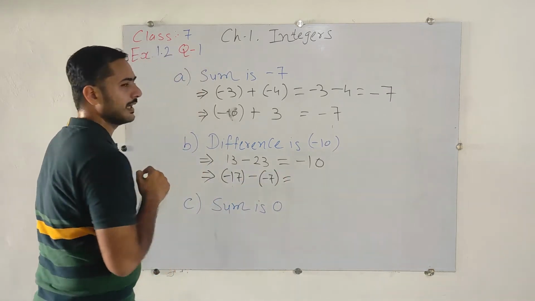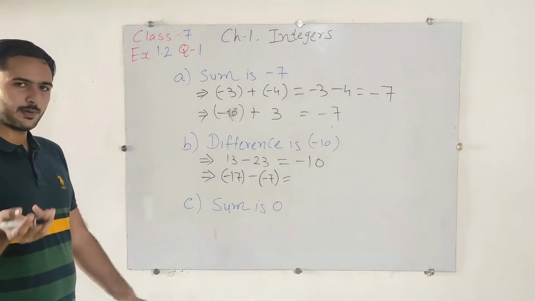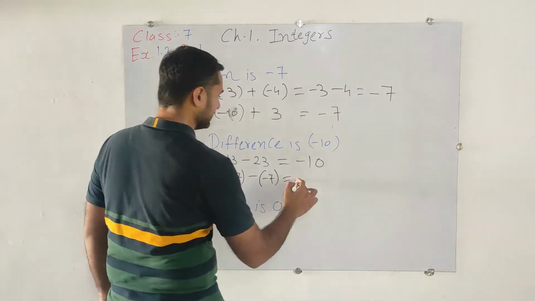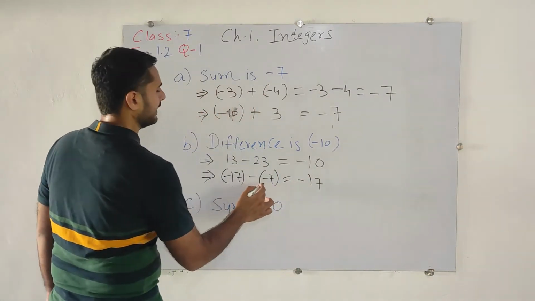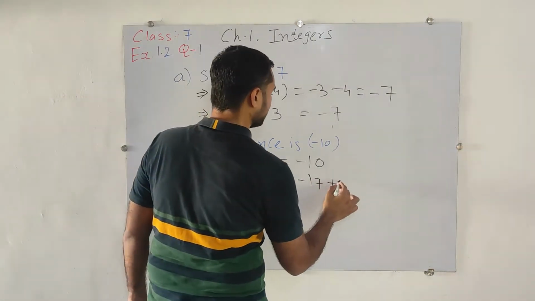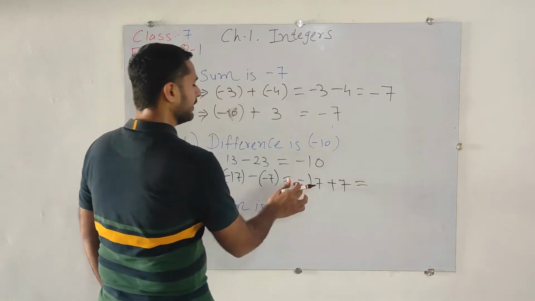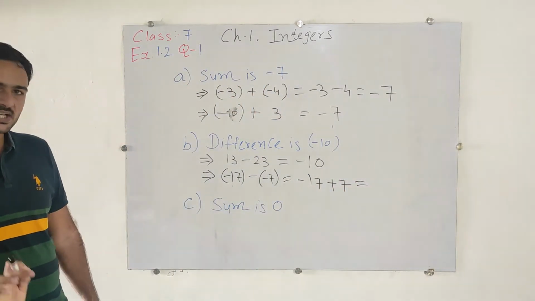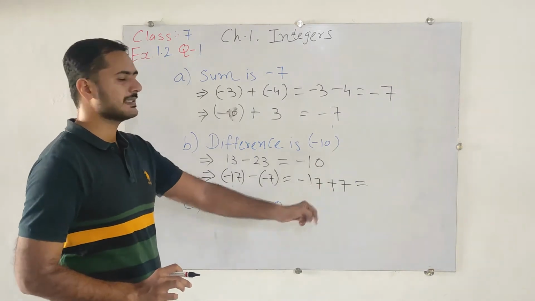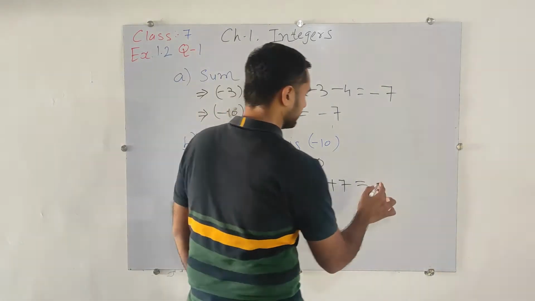Okay, let's see what the answer we will get. So first of all, we'll open the brackets. So minus 17 as it is minus 17. Now here minus minus plus, so that is plus 7. And again minus plus minus, it means we will subtract. So 17 minus 7, that is 10.